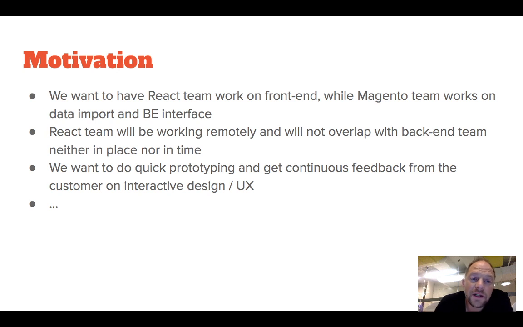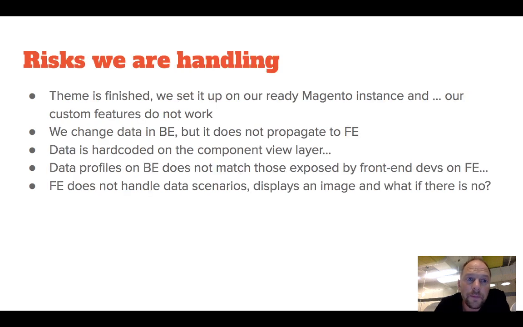Sometimes the React team might be working remotely and will not even overlap with the backend team, so they cannot debug together and they cannot be cross-functional Scrum teams that deliver features together. So sometimes we need to decouple, because that is one of the promises of PWA technology, that you can decouple things. You can work separately on the backend and on the frontend. So let's explore how we do it if we work with ScandiPWA.